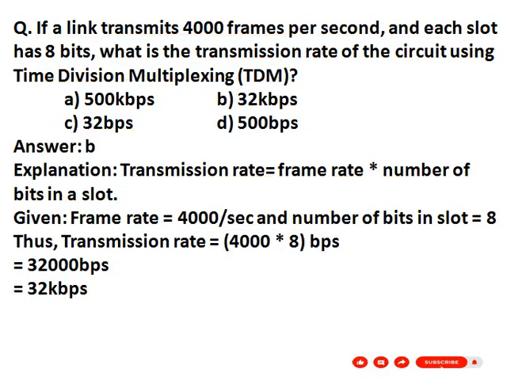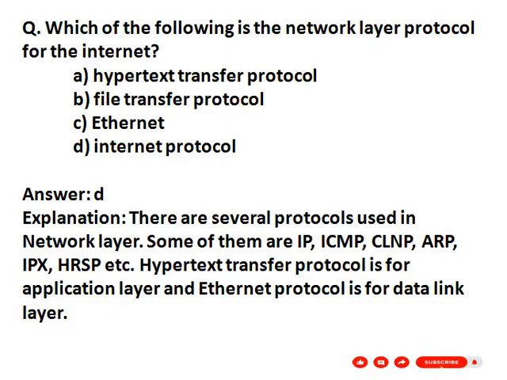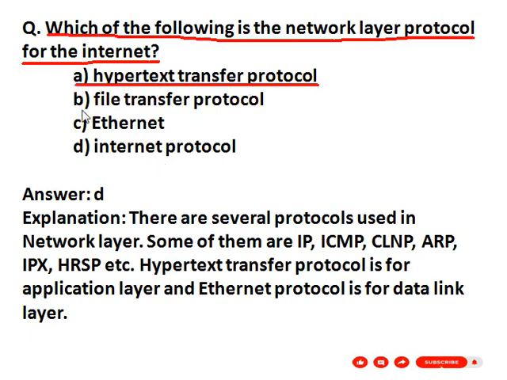Next question, which of the following is a network layer protocol for the internet? Given options are option A hypertext transfer protocol, B file transfer protocol, C Ethernet, D internet protocol. The correct answer is option D internet protocol.